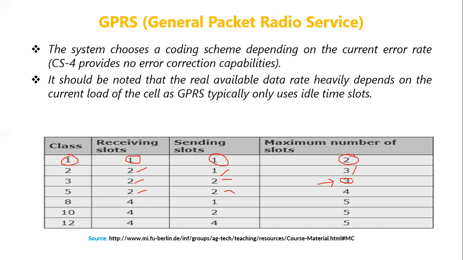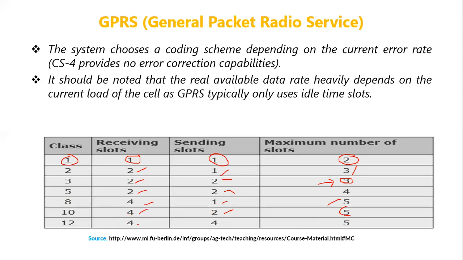The device which is in class 8 can receive in 4 slots and send in one slot, and the maximum available slot is 5. The device in class 10 can receive in 4 slots and send in 2 slots, but the maximum slot available is only 5. So if it is receiving in 4 slots, then it can send only in one slot. If it is sending in all the 2 slots, then it can receive only in 3 slots.